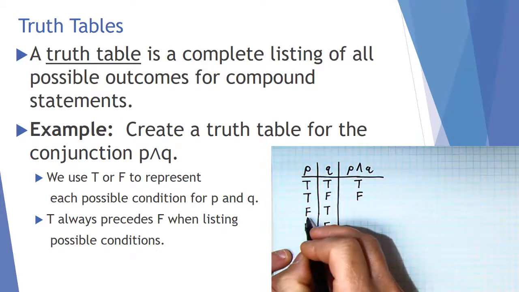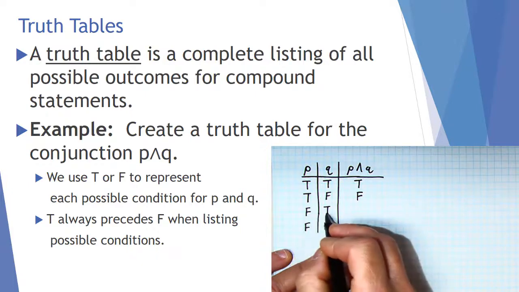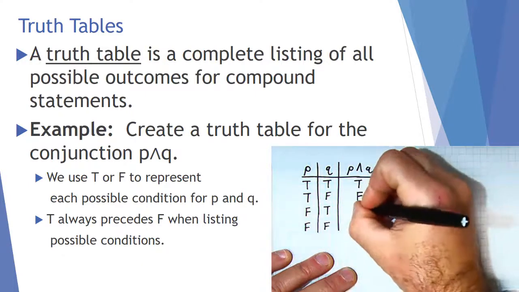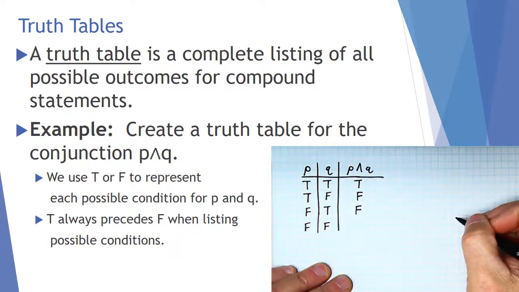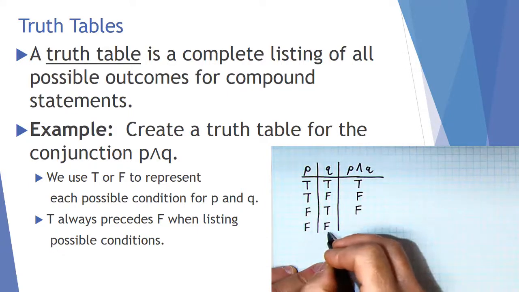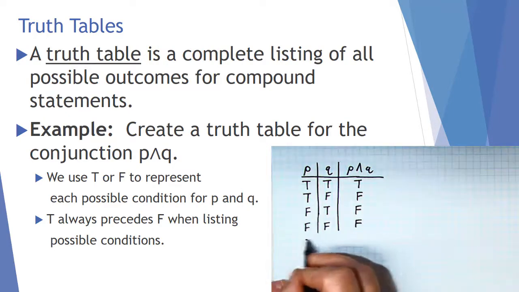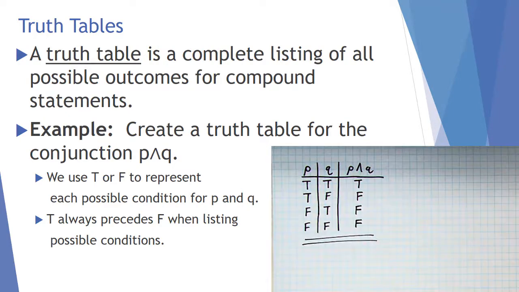Same thing for row 3. P is false, Q is true, but for the conjunction, we need them both to be true, so that condition is false. And of course, if they're both false, then the conjunction will be false. And we've completed our truth table. Let's take a look at another example.